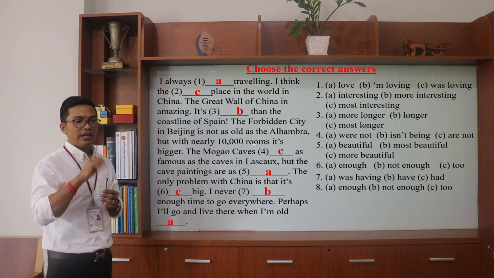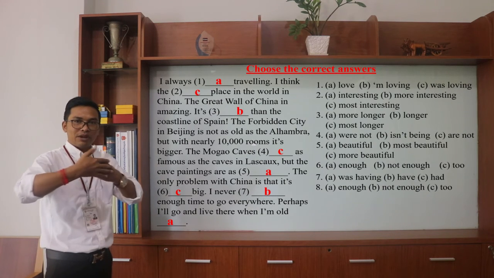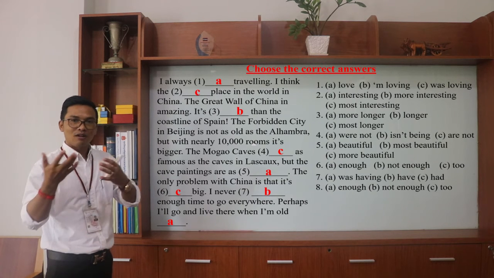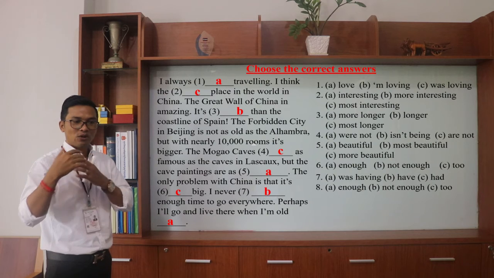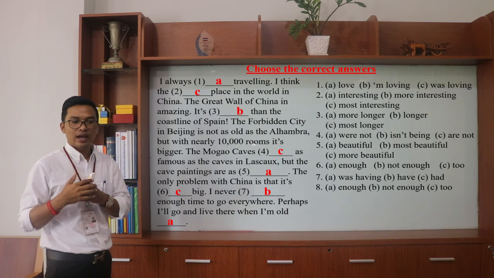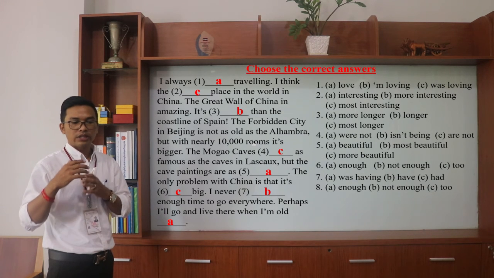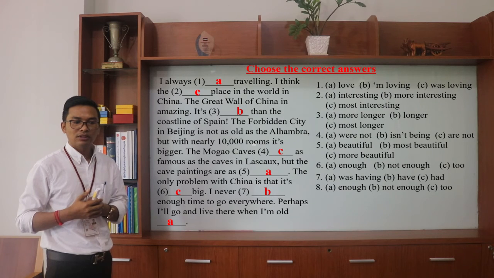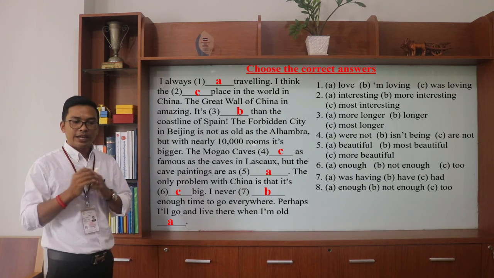And then number three, it's blah blah than the coastline in Spain. So you see the comparison, right? Long, more longer, most longer. No, you don't use it like that. You just use longer. So letter B. The Forbidden City in Beijing is not as old as the Alhambra, but with nearly 10,000 rooms it's bigger. Macau's caves. You see, number four. It should be letter C.